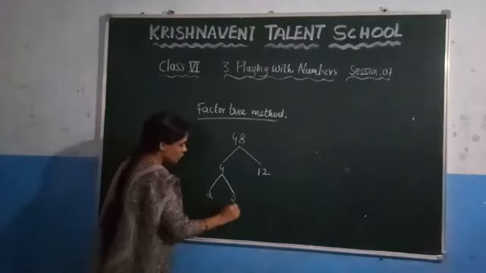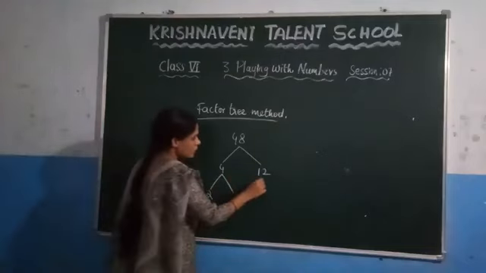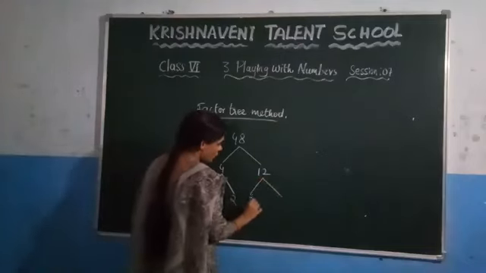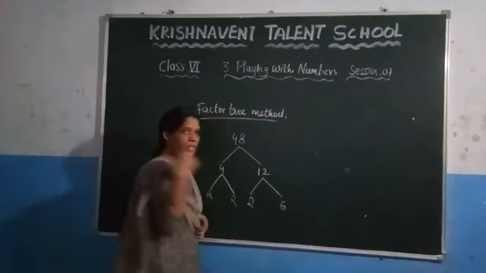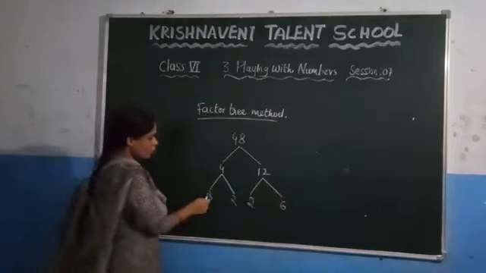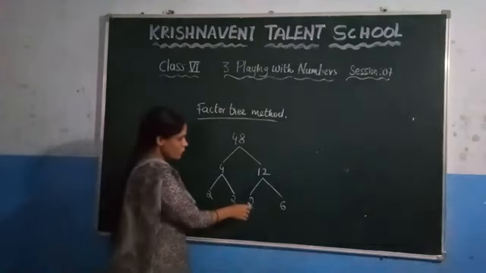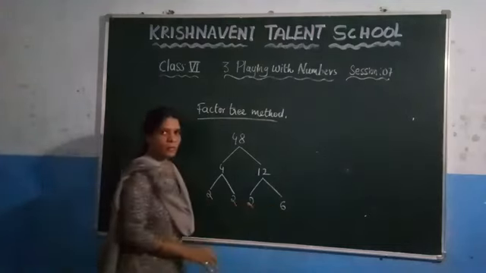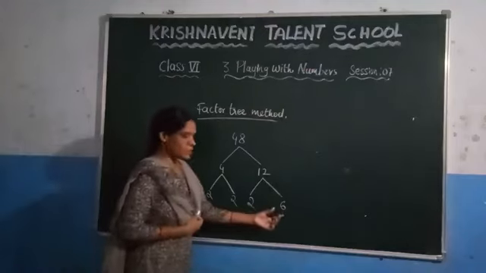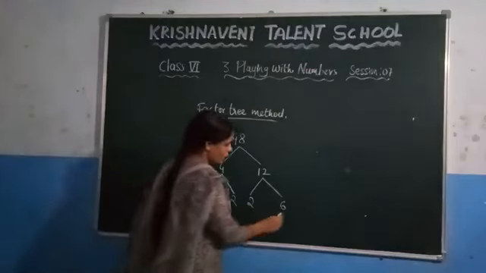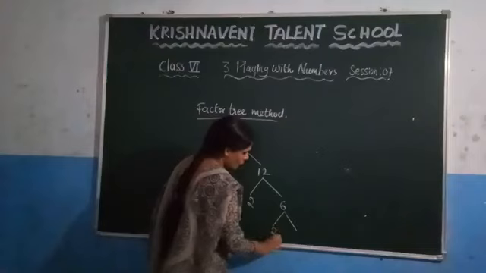You can write it as 2 into 2. And similarly this one, 12, you can write it as 2 into 6. Here you can observe that both are prime numbers, so at this step you can leave it. Now here 2 is a prime number but 6 is not a prime number. Again you need to write this 6 as a product of two numbers. So write it here, 2 and 3.